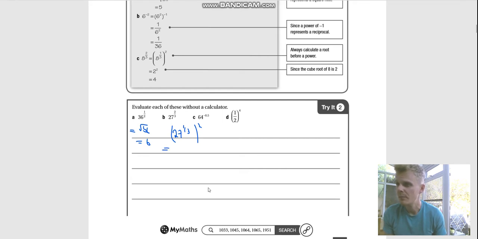27 to the power of a third means the cube root this time. So we had the square root for a half, so it's cube root for the third. So cube root of 27 is 3, because 3 times 3 times 3 is 27, and then we'll square it. So then we end up with 9.